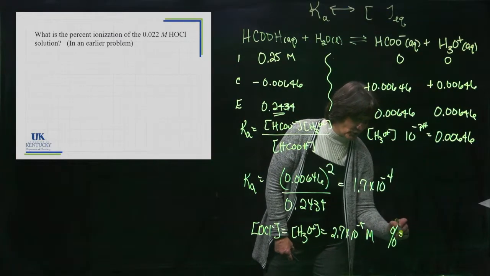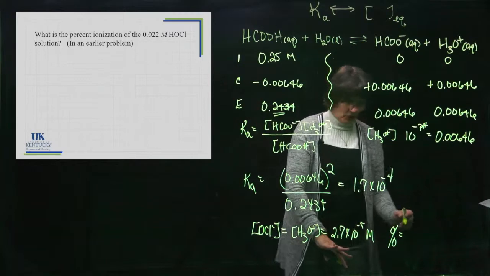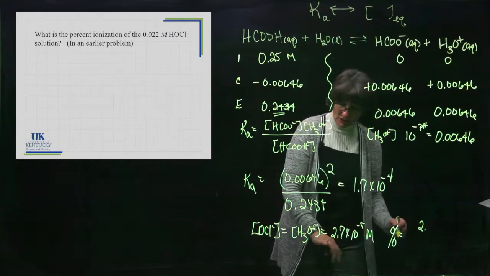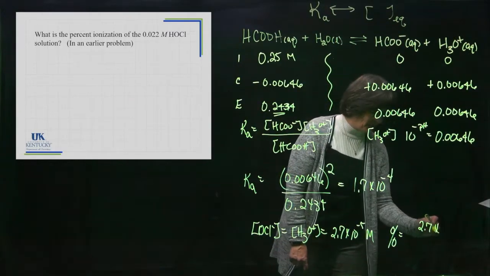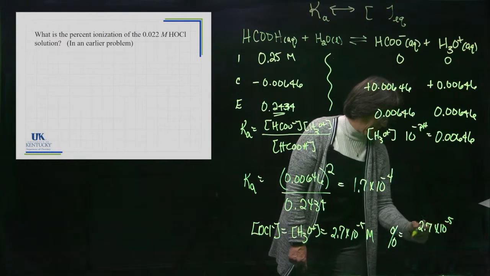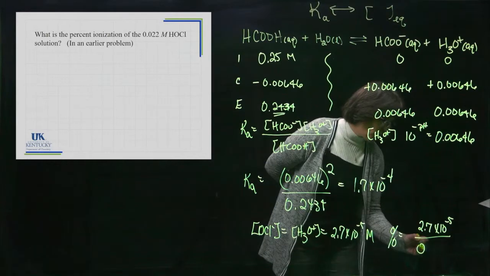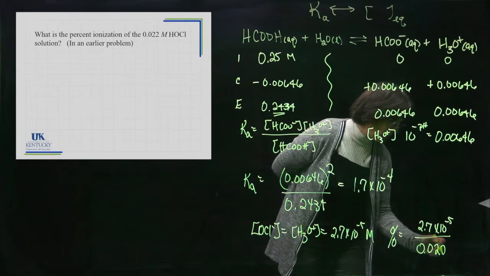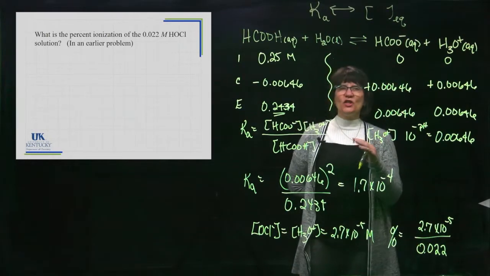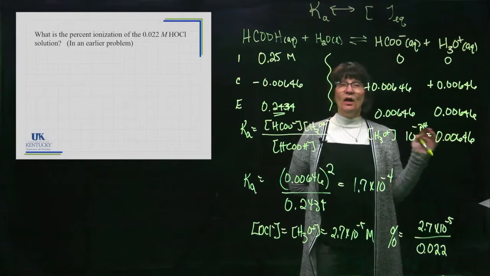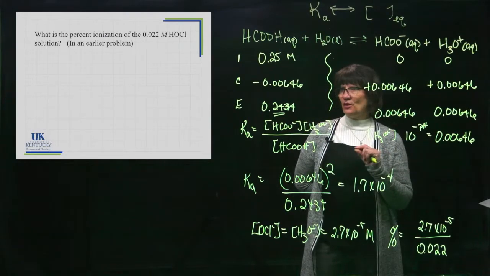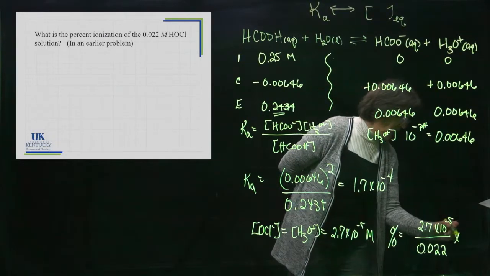So the way you would do the percent ionization is you take your concentration of H3O+, which is 2.7 times 10 to the minus 5, and you divide by the initial concentration of the acid, which is always what they give to you, unless they tell you otherwise. When they say the concentration of the acid is, and they give you a number, they're telling you the initial concentration of that acid. Then you multiply by 100.